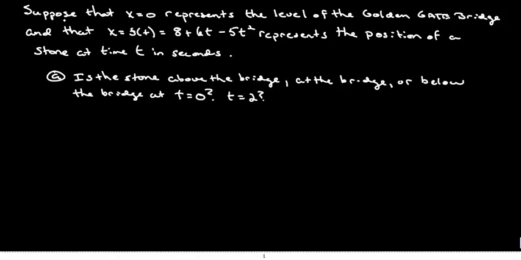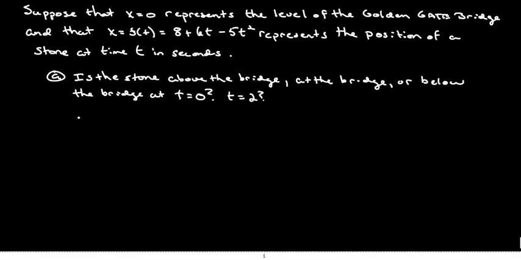Example number 7 says suppose that x equal to 0 represents the level of the Golden Gate Bridge, and that x equal to some function of t, which is equal to 8 plus 6t minus 5t squared, represents the position of a stone at time t in seconds. Part A says, is the stone above the bridge, at the bridge, or below the bridge at t equals 0 and then at t equals 2?